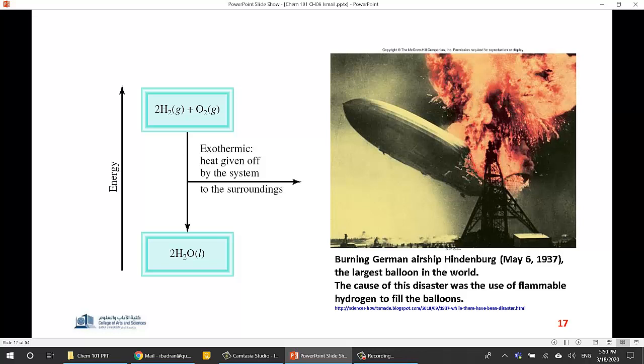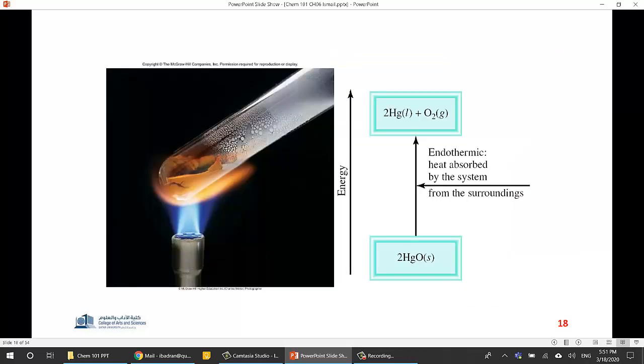So this is just a picture from history. In the old days, they were using balloons to travel, and this one was containing hydrogen fuel. They were trying to combine hydrogen with oxygen to form liquid water and benefit from the heat, but unfortunately this went wrong and there was an explosion. Combustion reactions are usually exothermic, and nobody is using these balloons anymore.